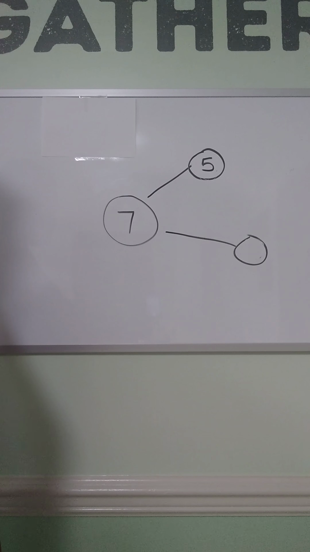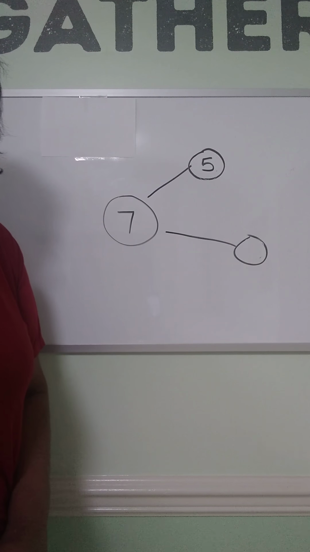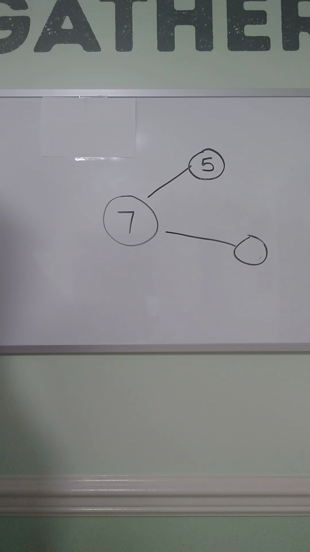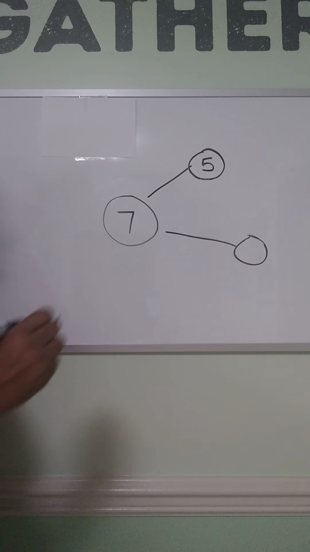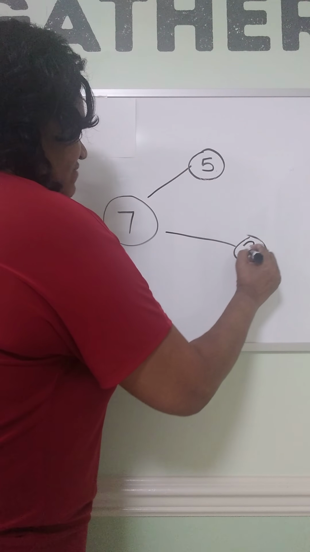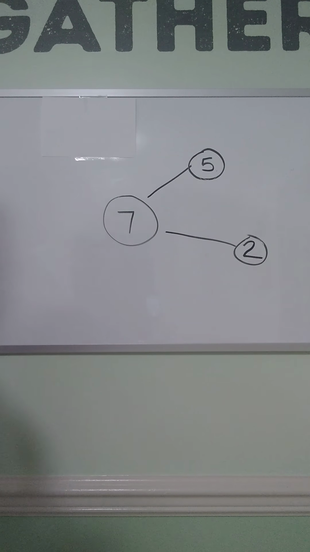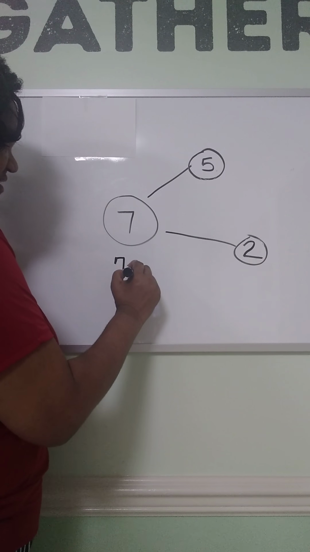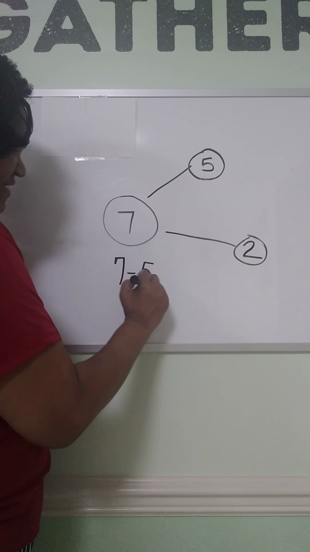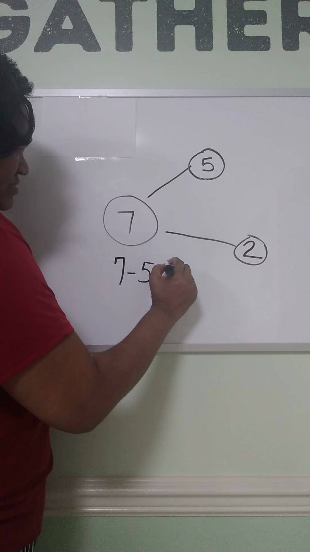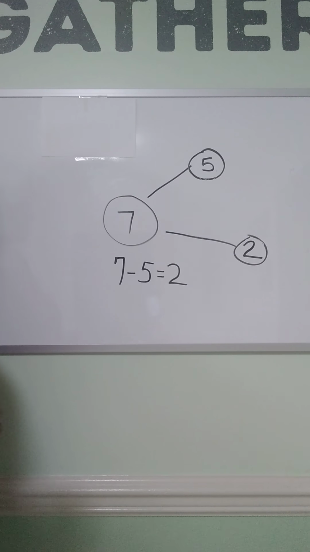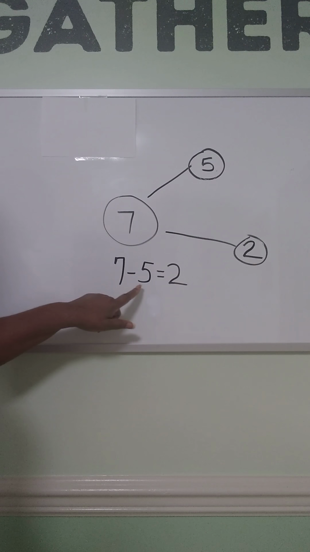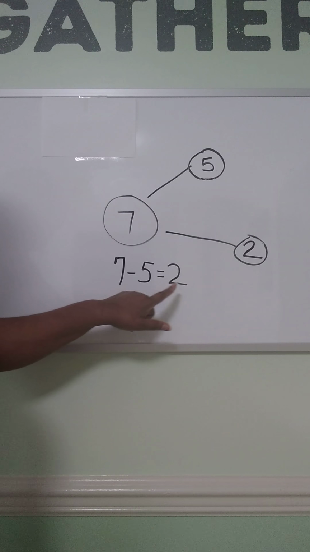Okay? So, I'm going to give you a few minutes to get rid of 5. How many do you have left? It should be 2. You should have 2 fingers remaining. This is how it looks. 7 take away 5 equals 2. 7 take away 5 equals 2.